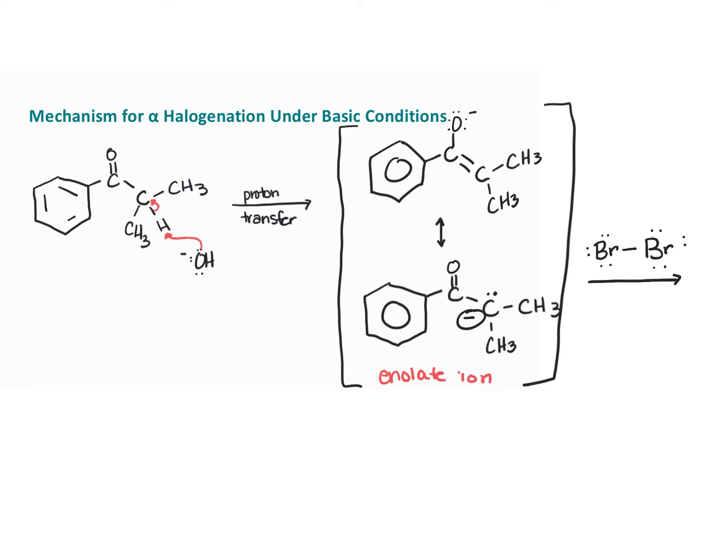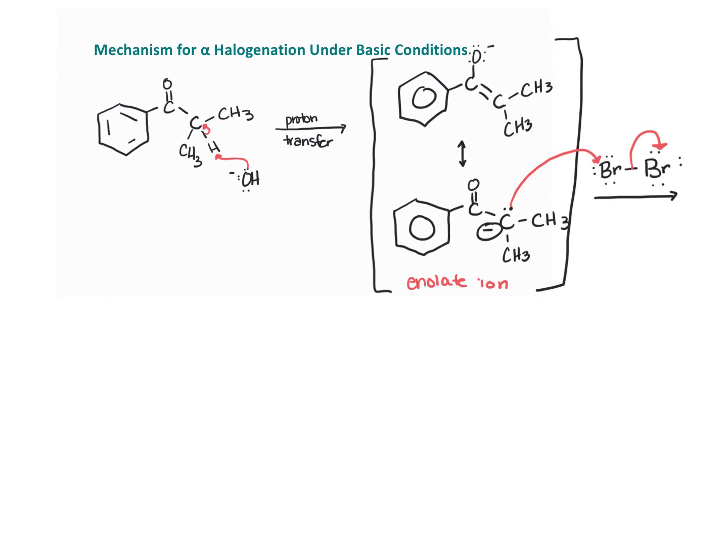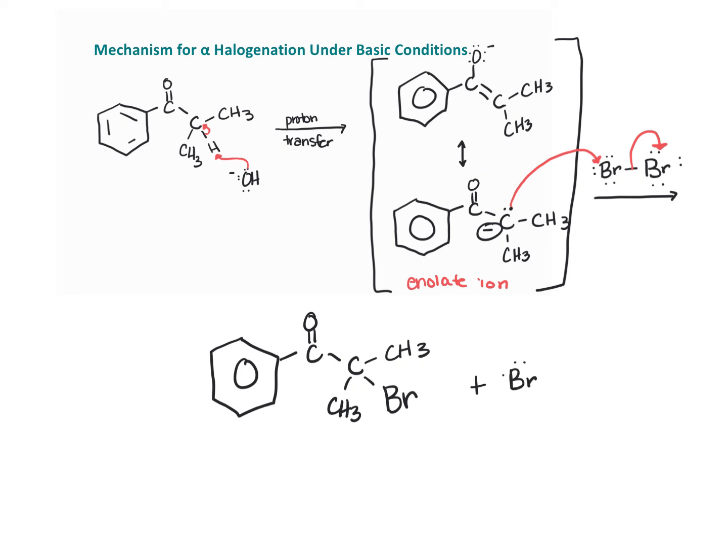Okay. And so what happens here is these electrons come out and they attack this bromine. These electrons go onto the bromine here. And so when that occurs, we get the product there, right? where we've replaced an alpha hydrogen with a bromine.